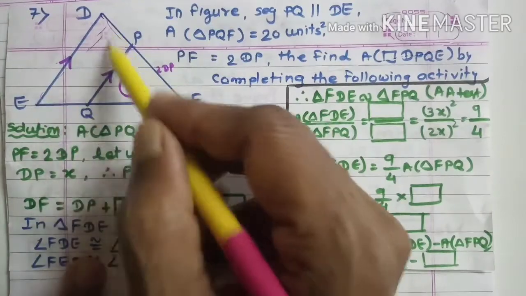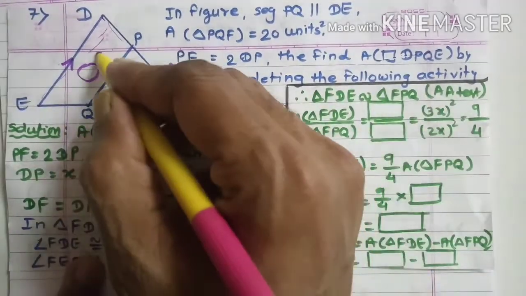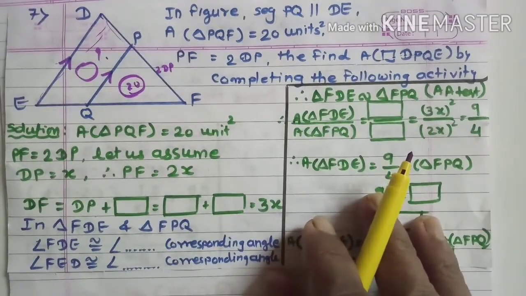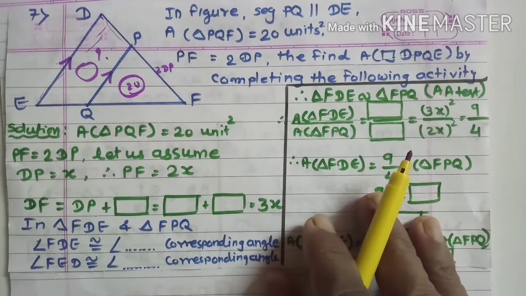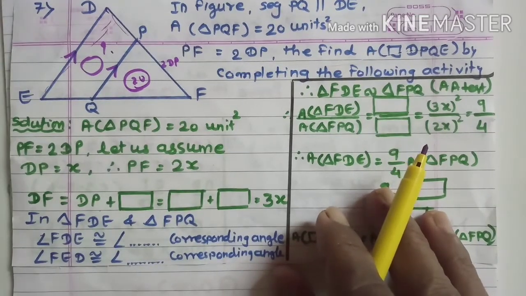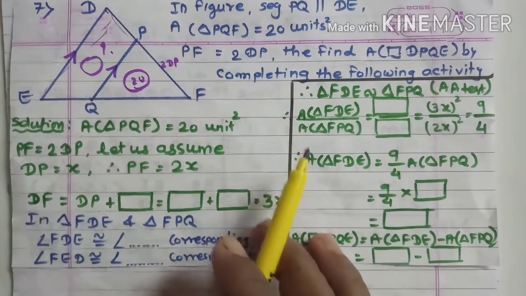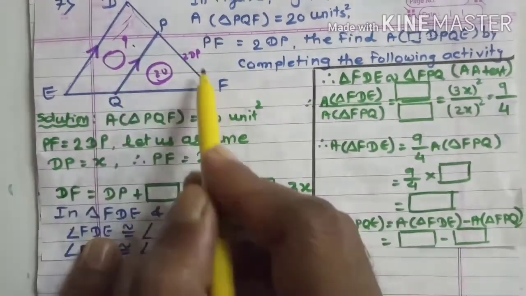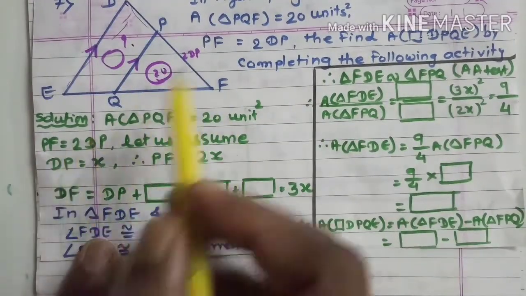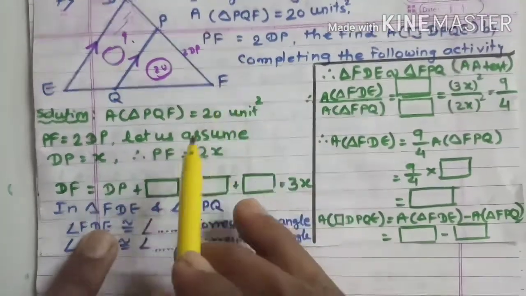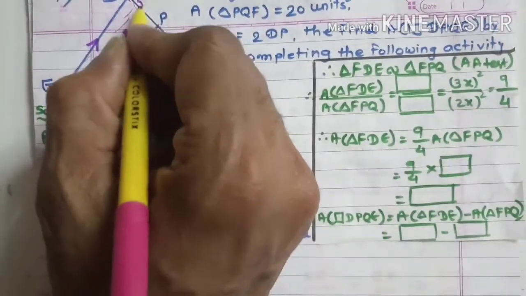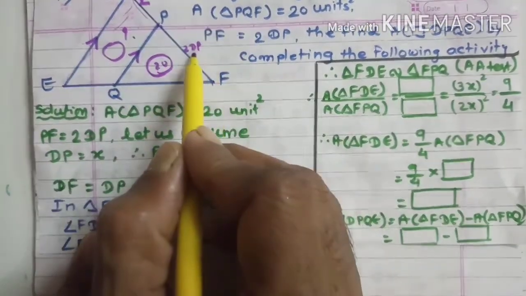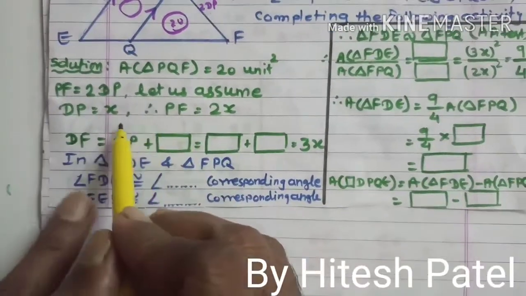DPQE, this is what we have to find. So area of this quadrilateral we have to find by completing the following activity. Okay, now first of all, what they have given, you have to complete this in the form of fill in the blank. Area of PQF is given 20 unit square, PF is equal to 2 DP. Let us assume that DP is equal to x. Okay, so PF is twice of DP, so PF will be 2x. That also they have given.